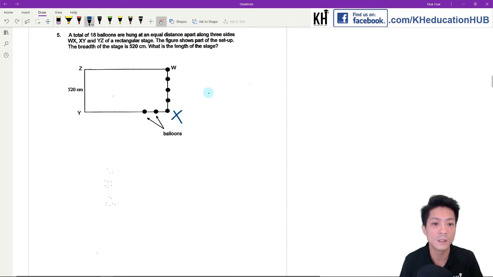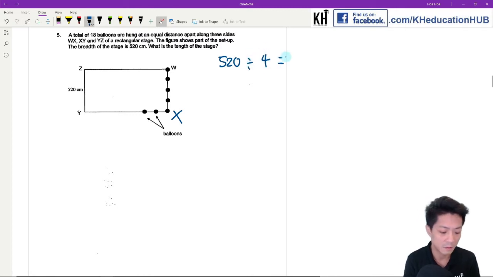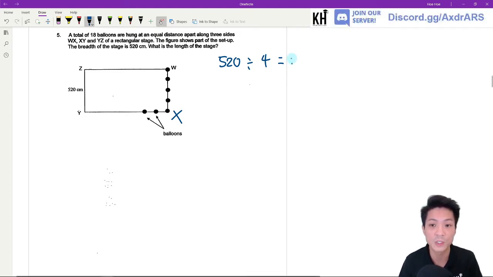We can see 5 balloons along the breadth, which means that there are 4 gaps. So the first step is to use 520 divided by 4. 520 divided by 4 is going to give me 130. So the distance of each gap is 130.